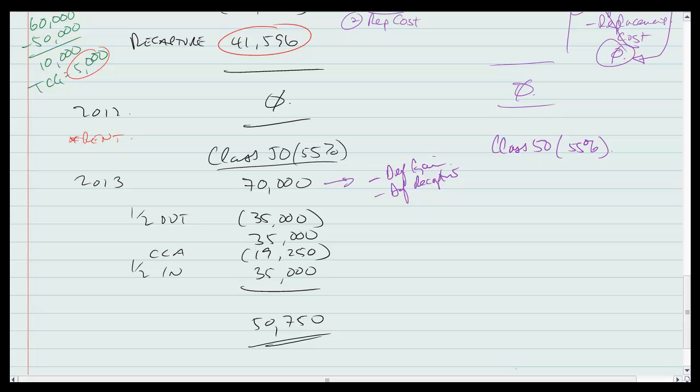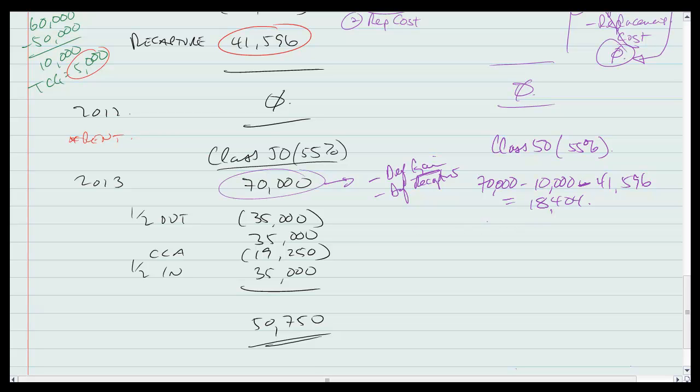So that's going to be 70 minus 10. Notice, gain, not taxable capital gain. That's going to be 70 minus 10 minus 41,596. Okay, so that's going to be equal to 18,404. So that's what's going into our new UCC pool. In the baseline it was 70. Now it's 18,404 that's going in.